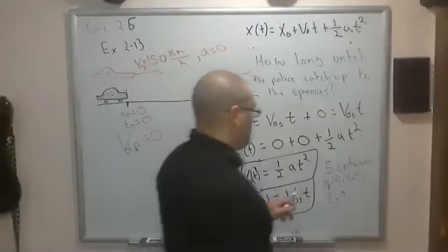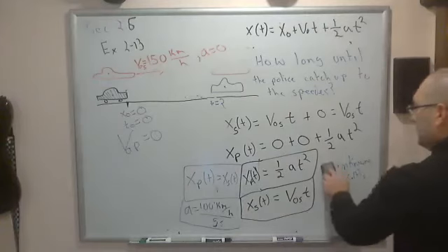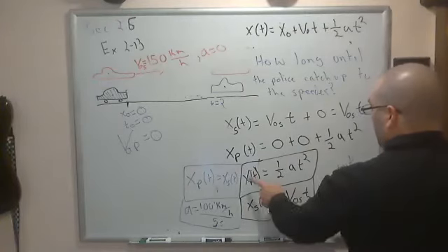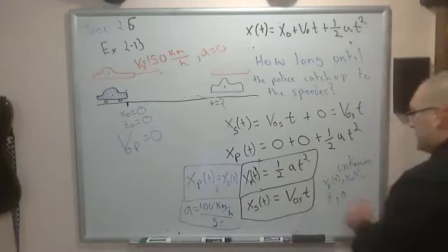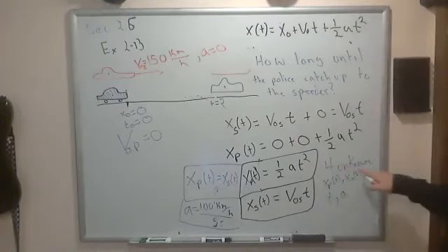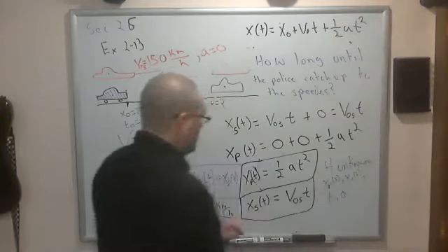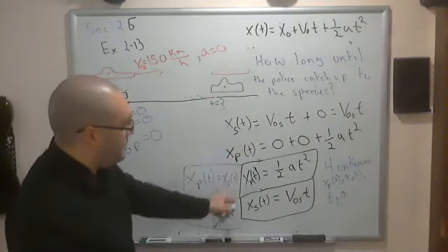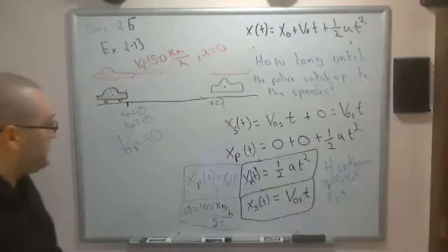Sorry, there's 4 unknowns. Why did I write 5? 1, 2, 3, 4. Yeah, I counted T twice. I'm sorry about that. There's 4 unknowns, right? So we have 4 equations now. Now we can solve this problem. We can figure out t. We have 4 equations and 4 unknowns. We can figure this out.